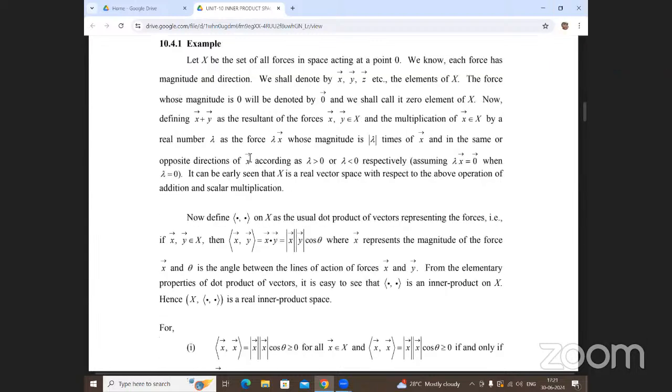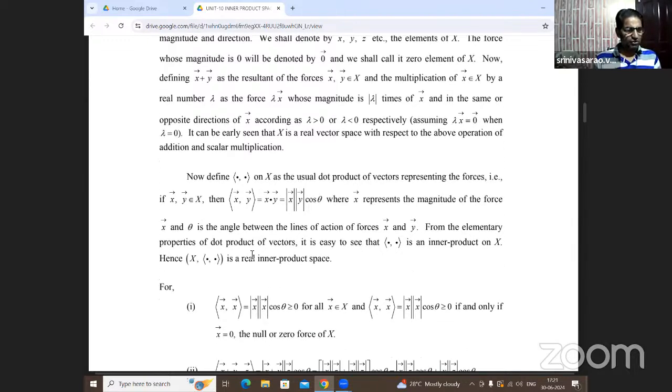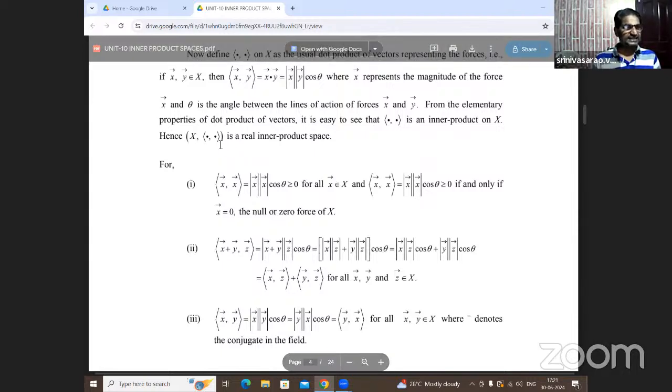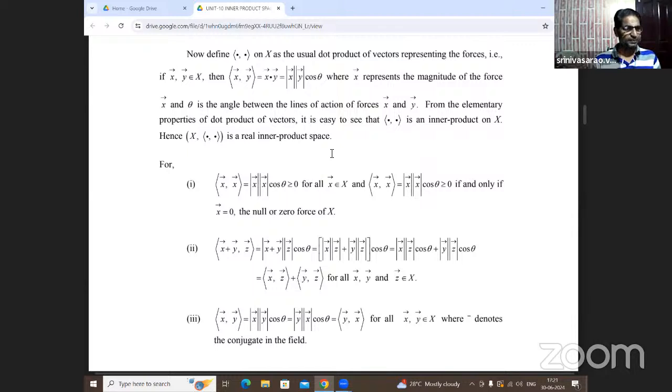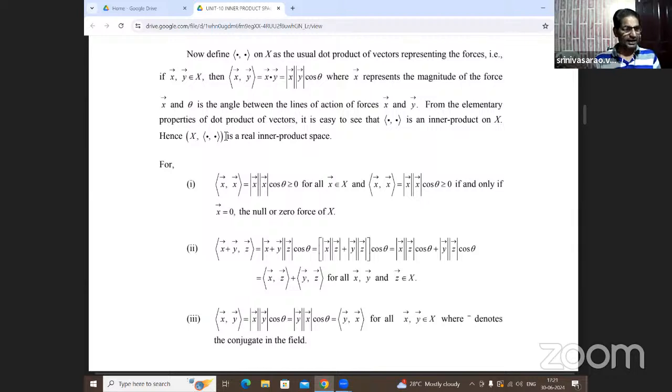Students, listen carefully. The first condition is positivity. This is one example where X under inner product is a real inner product space. At the same time, the field is the real numbers. So that is the real inner product space or Euclidean inner product space. Suppose the field elements are complex numbers, then X under inner product is a complex inner product space, which is also called a unitary space.